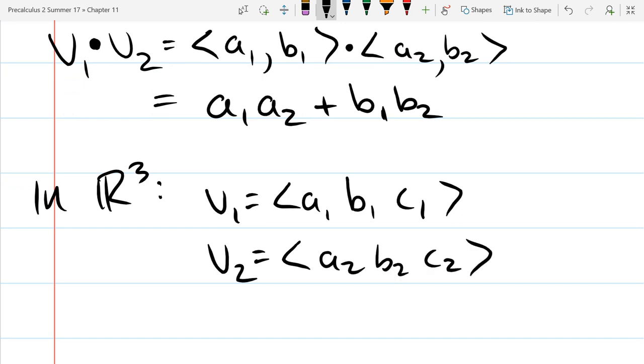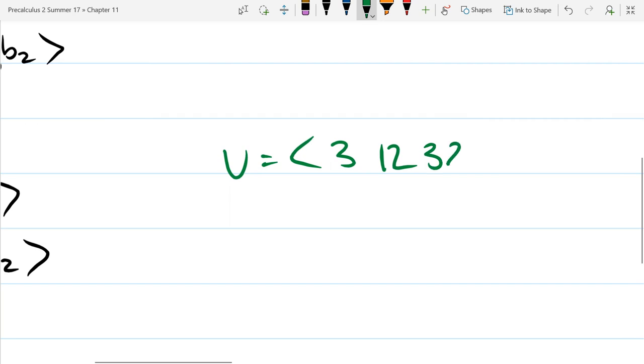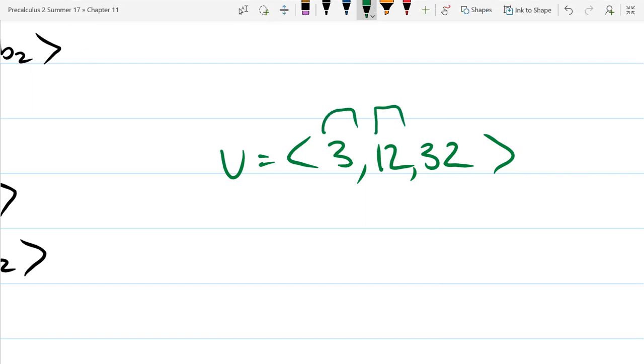Let me show you a really bad time to skip writing commas. Let's say you're dealing with a vector that is, for example, 3, 12, 32. Well, as I said it, I understood there were three coordinates. 3 was the first coordinate, 12 was the second, 32 was the third coordinate. If you have commas in here, it's very obvious: the first coordinate is 3, the next coordinate is 12, the last coordinate is 32.